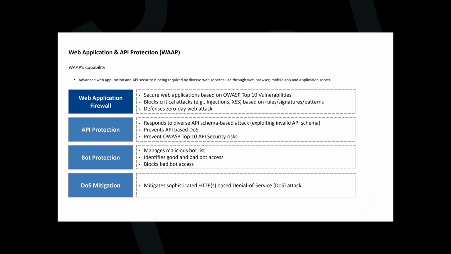And the second tier is API protection. We resolve API schema-based attacks, prevent API-based DDoS, and address all the top 10 API security risks. So we have rules to find and detect those attacks. And we also have two more layers. One is bot protection.